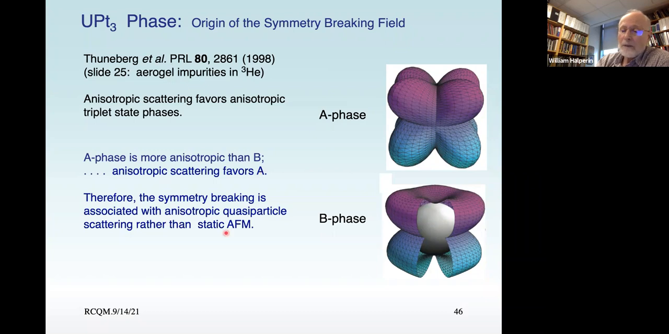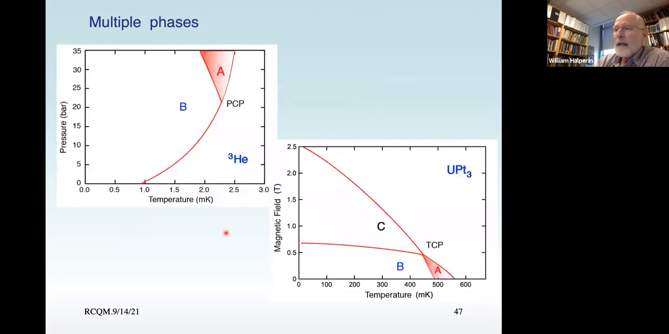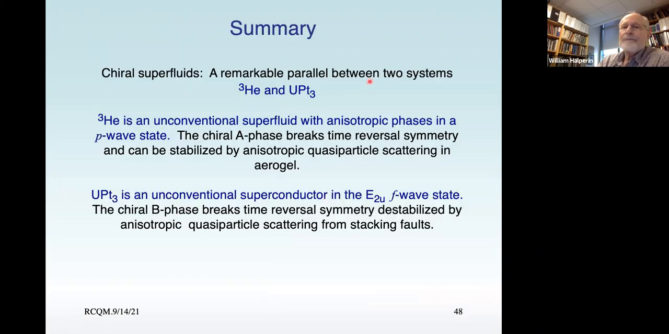And that's what's observed. And so to summarize, finally, we have these, again, multiple phases and phase diagrams for helium-3 and uranium-platinum-3. They have certain similarities. The A phase here is mainly stabilized by strong coupling, and the A phase down here is stabilized by anisotropic scattering. And with that, I summarize here.